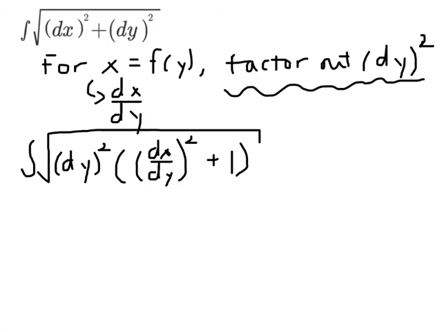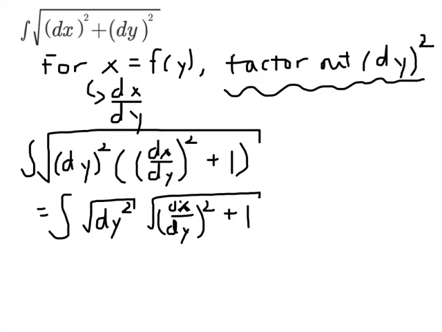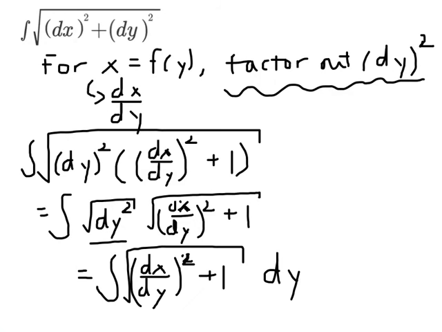So initially, if I just factor out my dy squared, inside the integral, inside the square root, I have a dy squared times the quantity dx/dy quantity squared plus 1. Okay, we're going to split up the square root, and we get it like this, and then we're going to simplify the square root of dy squared, and we end up with our final integral. And this is what it looks like.